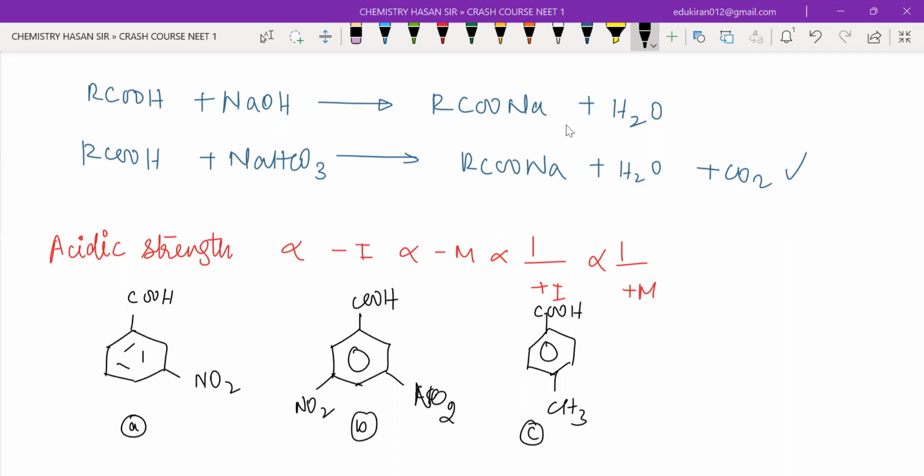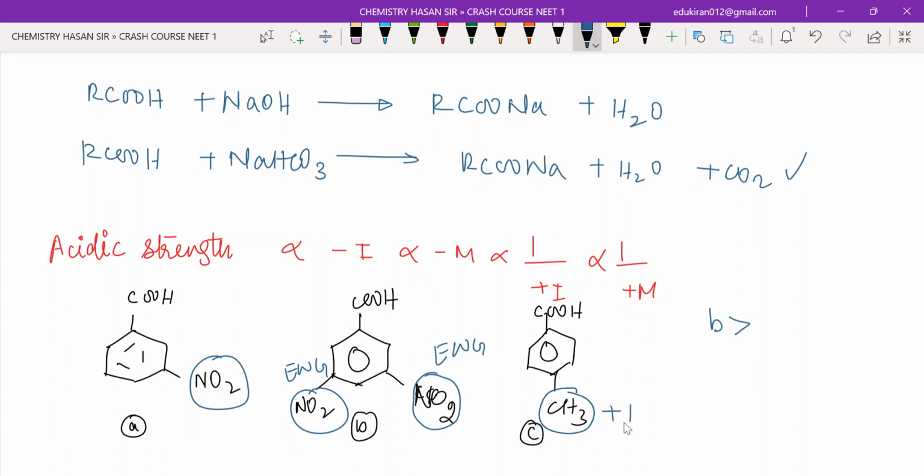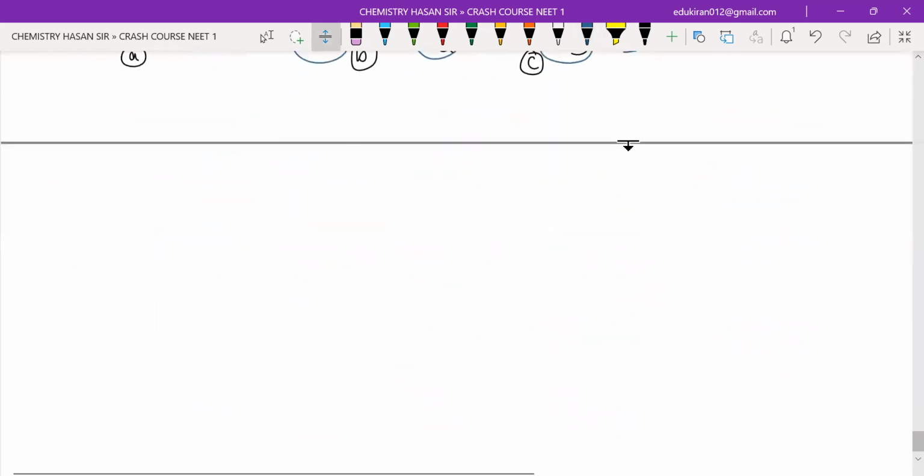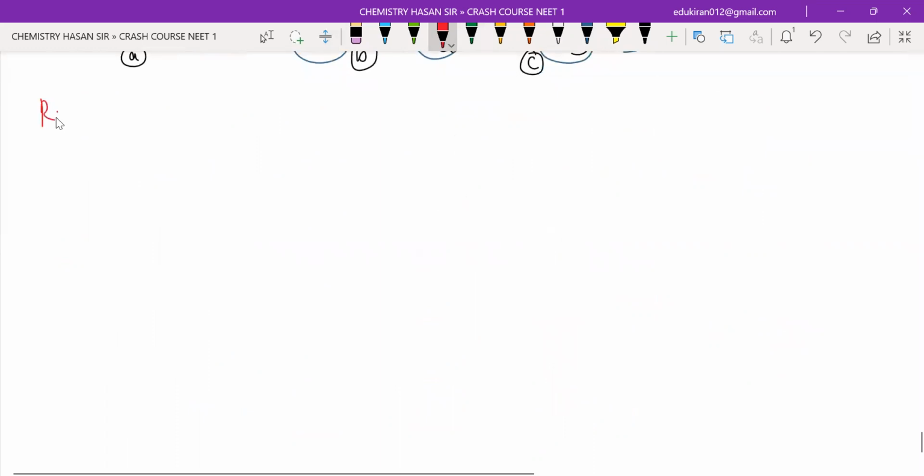No, not A. See, NO2 is an electron withdrawing group, and there are two electron withdrawing groups. So this will be the most acidic, and this has only one withdrawing group, and this has only a plus I effect, which decreases the acidic strength of this. So B, A, C will be your answer. Is that clear, everyone? Yes, sir. Saif, Mamuna? Yes, sir. Okay. Yes, sir.